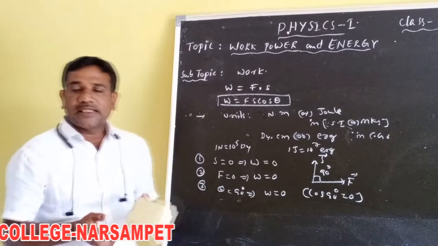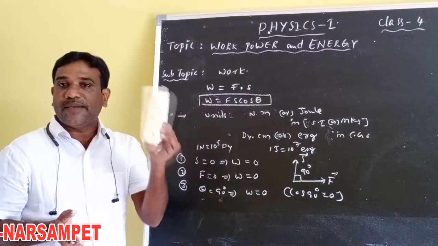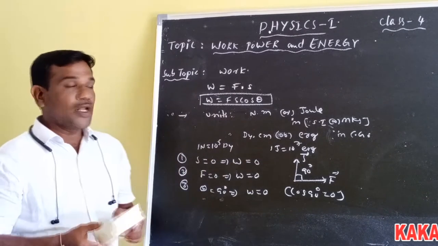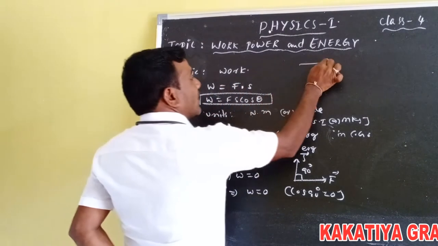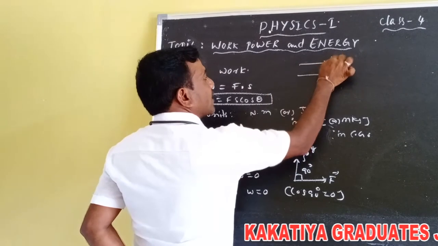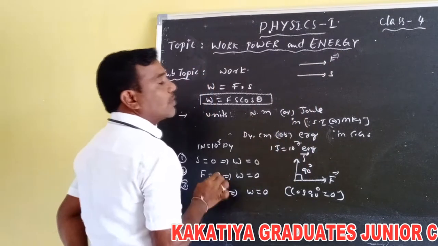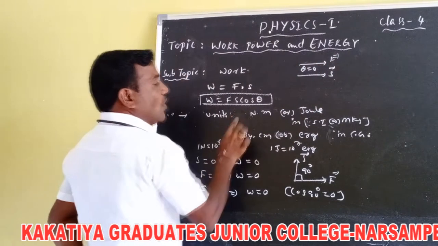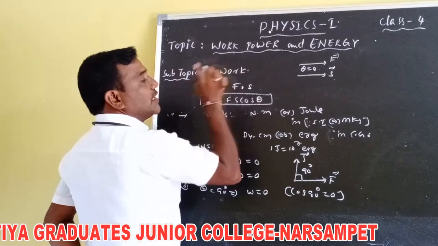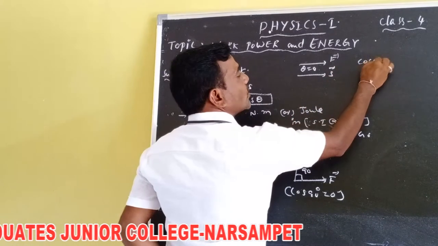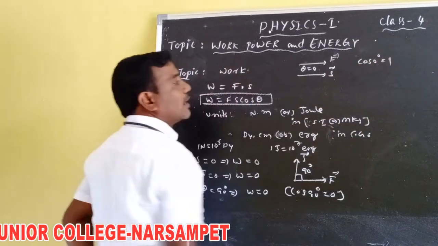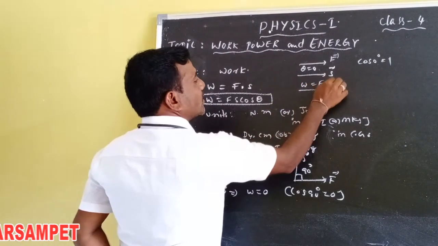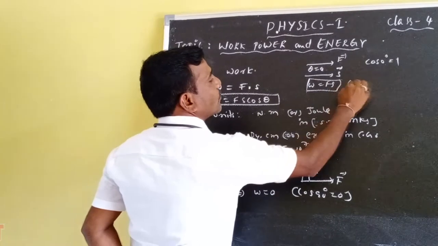Now, the work done is positive or negative. This depends on the angle between force and displacement. When the force direction and the displacement direction are both in the same direction, the angle theta is equal to 0. From the equation, cos 0 is equal to 1. Then W is equal to Fs, which is positive.